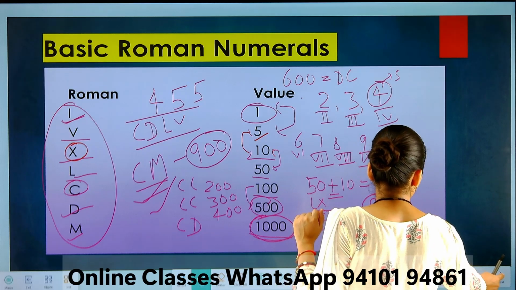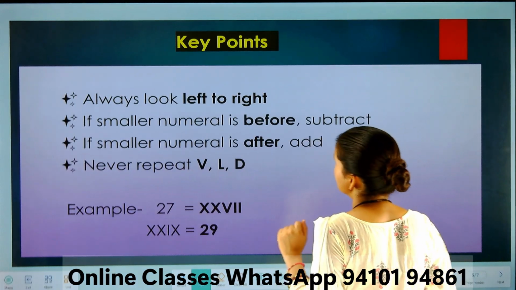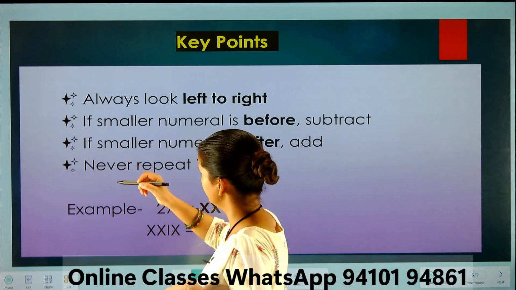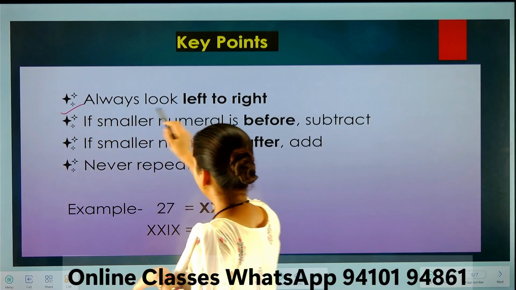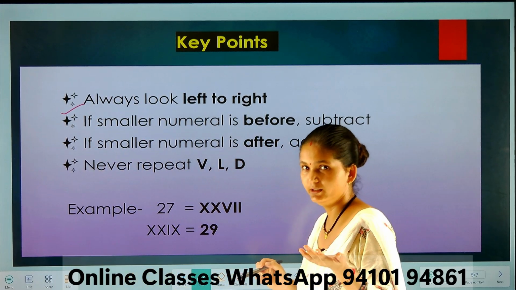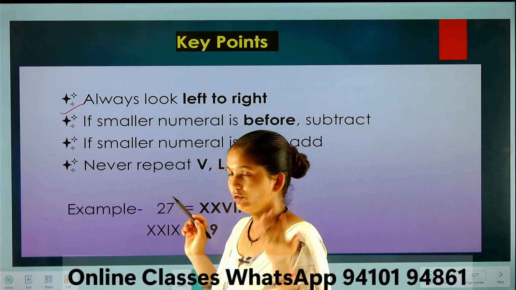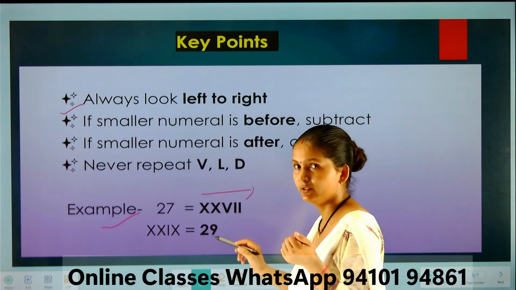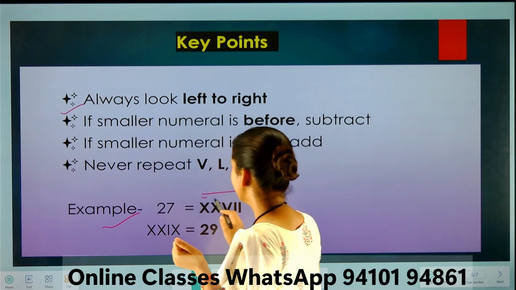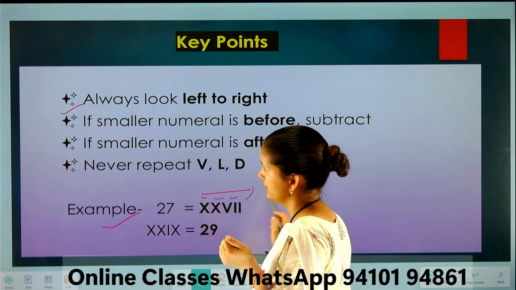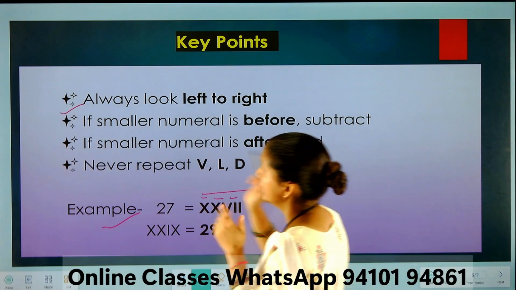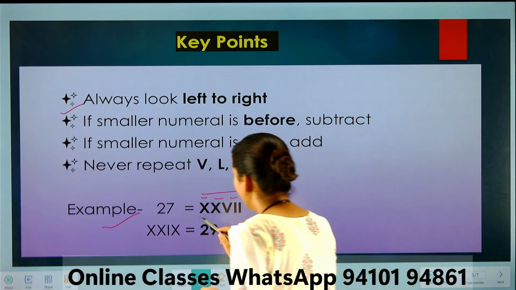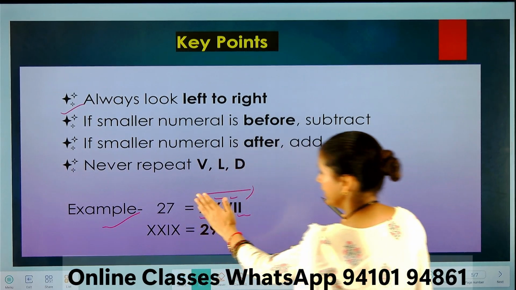Now, there are a few key points. Look here. Always look from left to right. Whenever you have a Roman value, you have to read it from left to right. Look at this example, 27: XXVII. You will check like this. Next, if a smaller numeral is before a bigger one, subtract. In this numeral there are X, X, V, I, all in a descending manner.